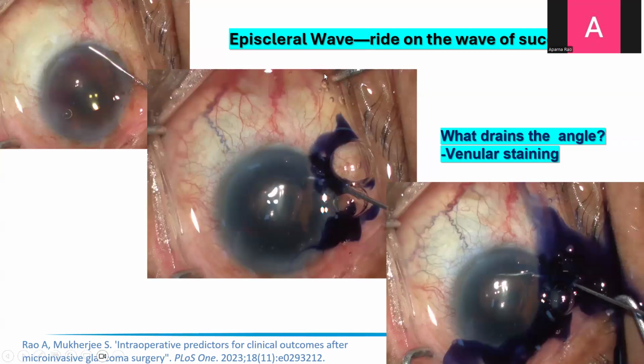This can be followed up by use of visible dye like trypan blue to stain the veins that are draining the specific angle region. As we can see in the middle and the lower panel, the veins have been highlighted and colored blue by the trypan blue going and seeping through these veins.